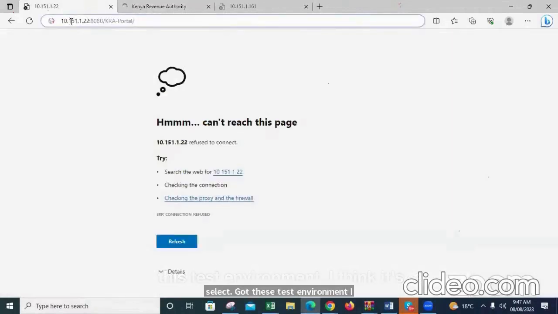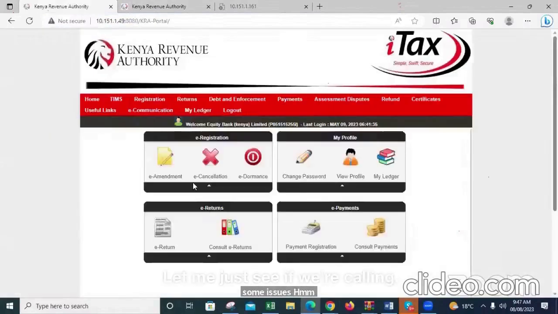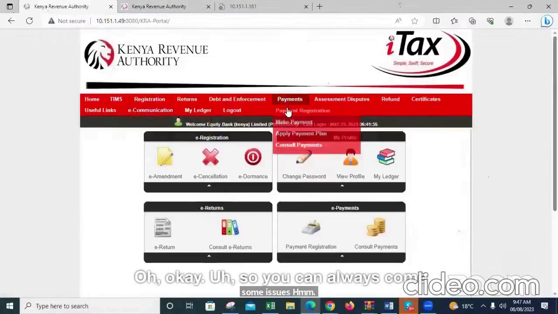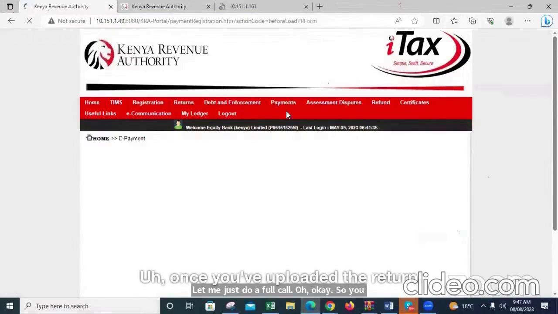I think it's having some issues. Let me just see. Oh, okay. So you can always come to payment registration once you've uploaded the return.